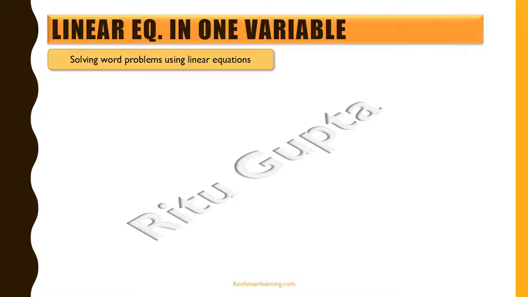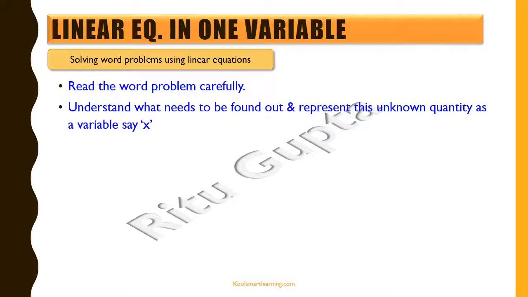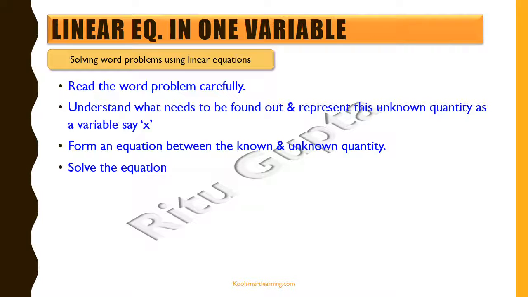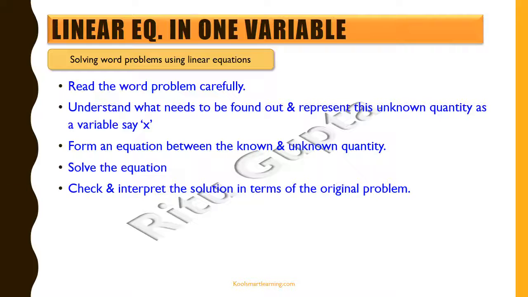Now the word problem as such does not specify any linear equation, so we have to first read the word problem carefully, understand what needs to be found out and represent this unknown quantity as a variable, say x. You could take any other variable also. You could say y, z, or anything else, but here we're taking it x. Form an equation between the known and the unknown quantity. Solve the equation. Then check and interpret the solution in terms of the original problem.